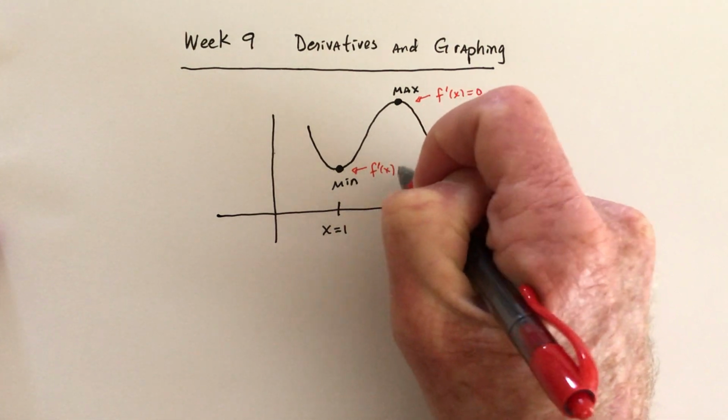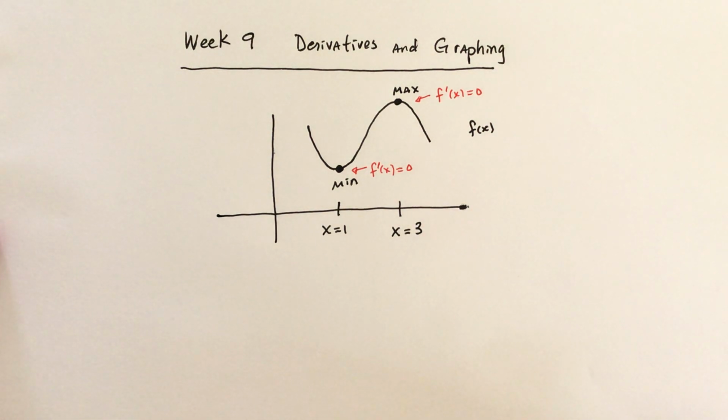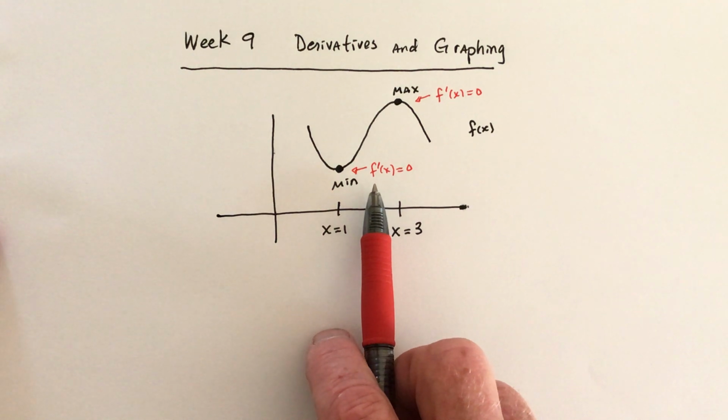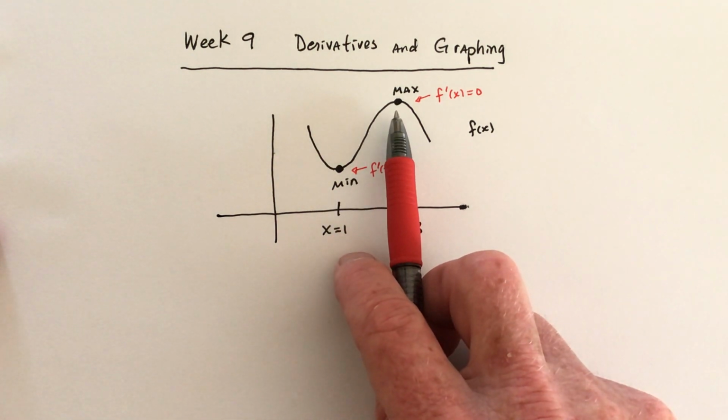So this week's lecture is going to have not a lot of theory, but a lot of examples. Because basically we need to find out where the derivative equals 0, and then find out, is that a minimum on the graph or is that a maximum?